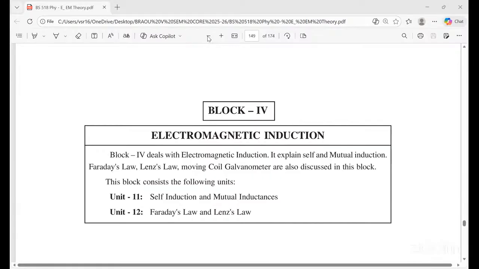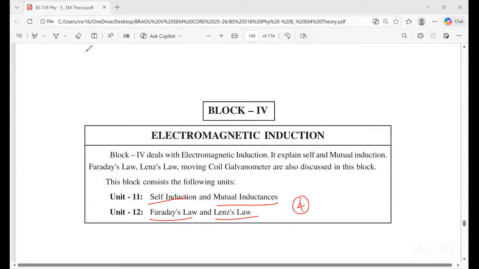So today we are going to discuss block 4. In this block 4, we have to go for self-inductance and mutual inductance, Faraday's law, Lenz's law. How many? 4 important topics are there.